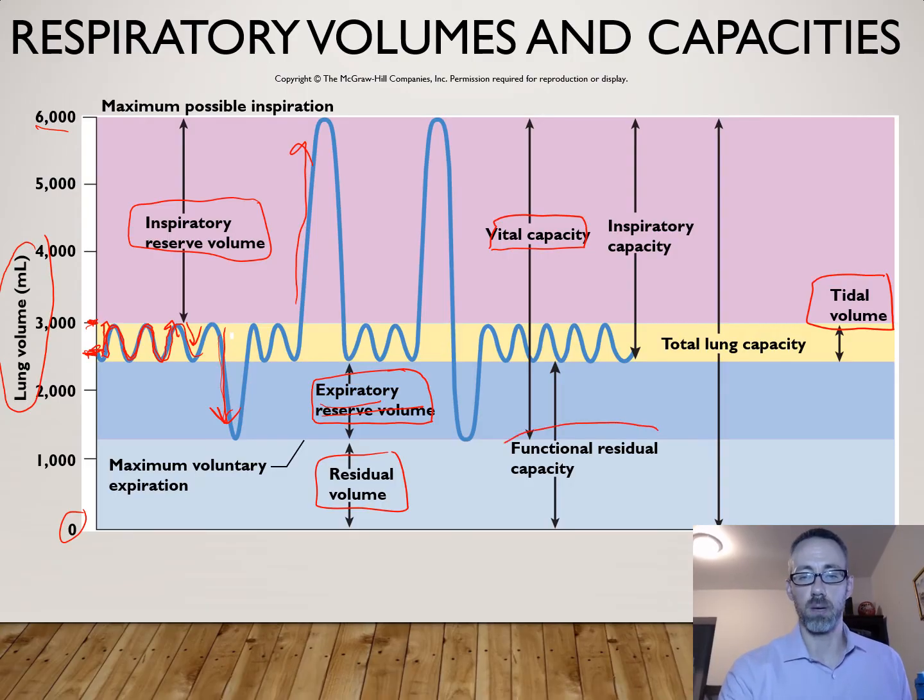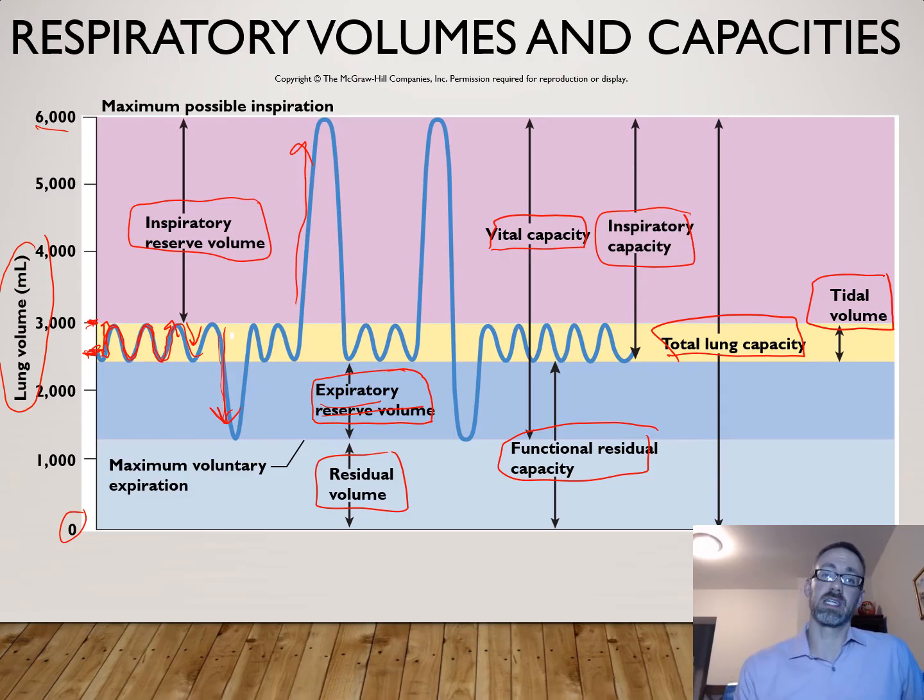The functional residual capacity is the total volume that remains in the lungs when I'm just doing my tidal volume. The inspiratory capacity is the total volume that I can move trying to breathe in from the start of my quiet respiration, all right, until into inspiratory reserve there. So it includes inspiratory reserve volume and tidal volume. And then lastly, the total lung capacity is the entire amount of volume in the lungs. Okay, vital capacity is the amount I can move. Total lung capacity is the total amount, which would include the residual volume.